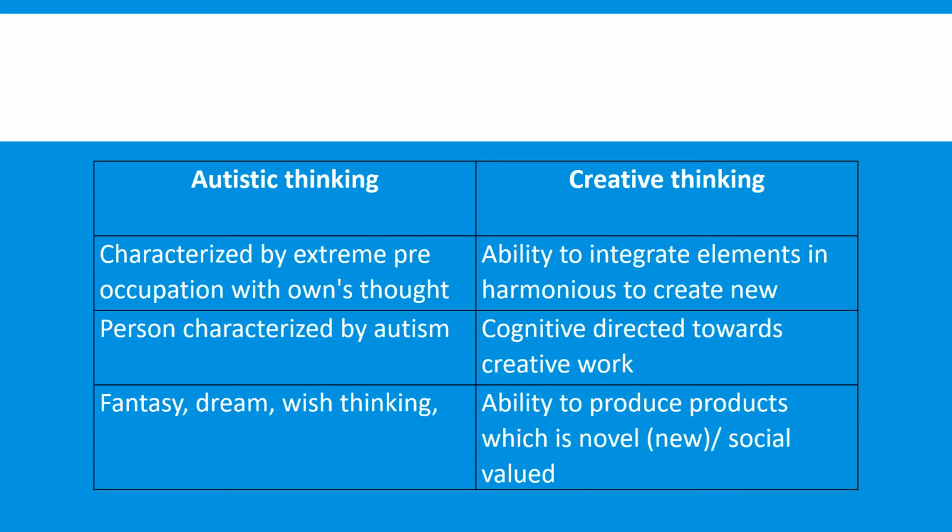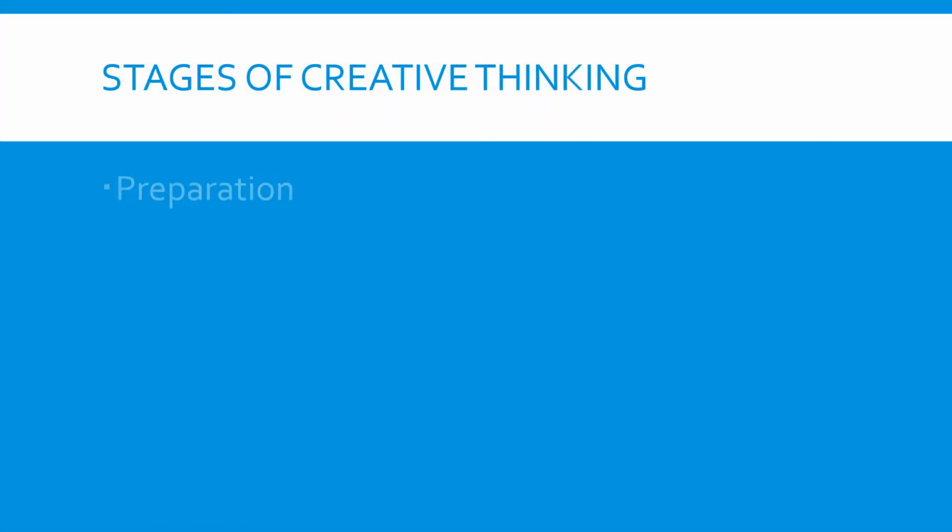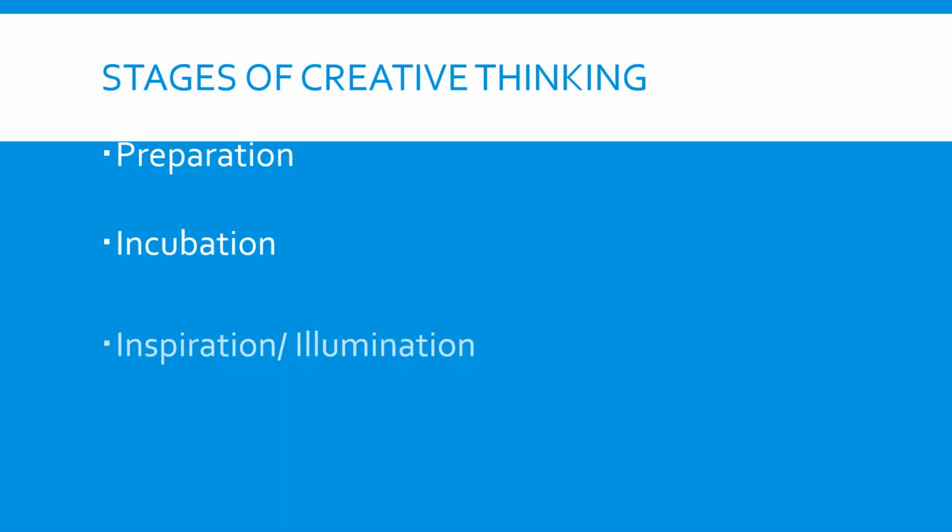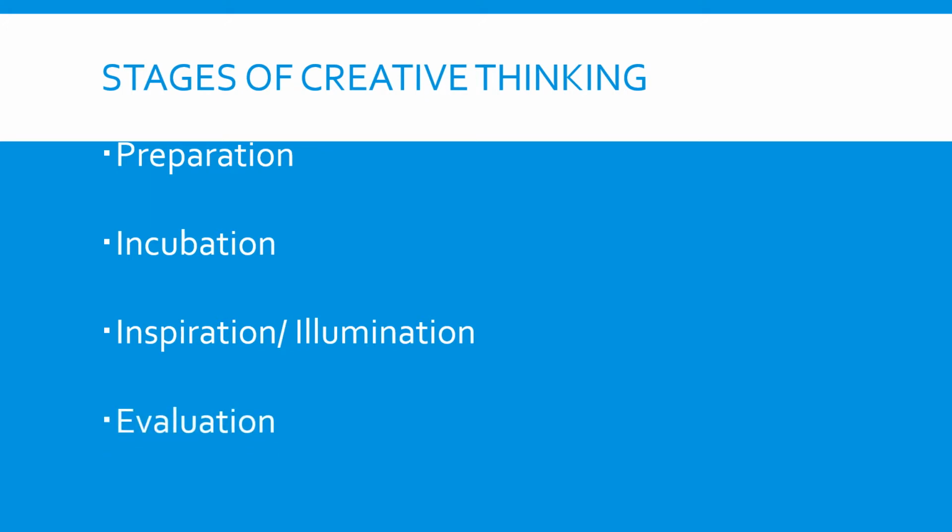Talking about autistic thinking, it is characterized by extreme preoccupation with one's own thoughts. In a person characterized by autism, there is fantasy, dream, and wish thinking. Creative thinking is the ability to integrate elements harmoniously to create new thinking. So cognition is directed towards the creative work. It is the ability to produce a product which is novel, that is new and socially valued. Now we have the stages of creative thinking: preparation, incubation, inspiration or illumination, evaluation, and finally verification.